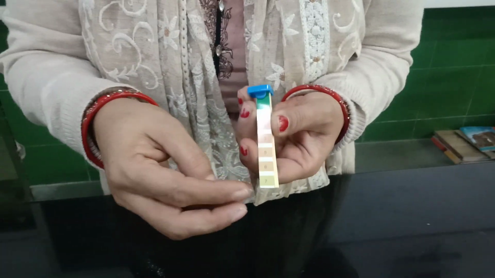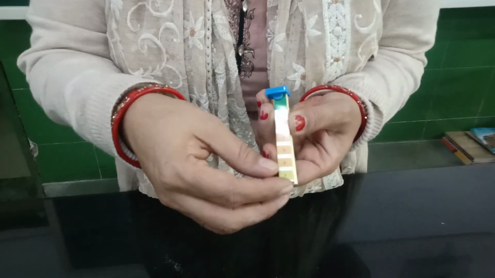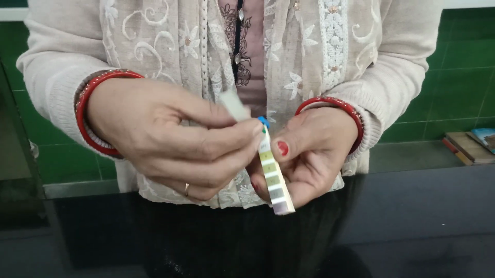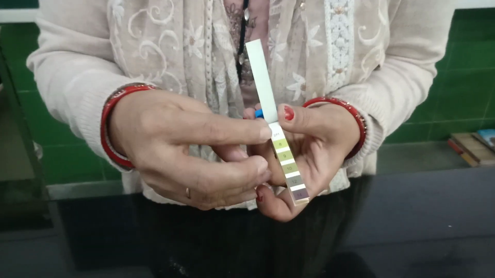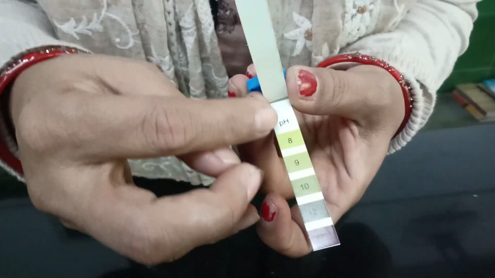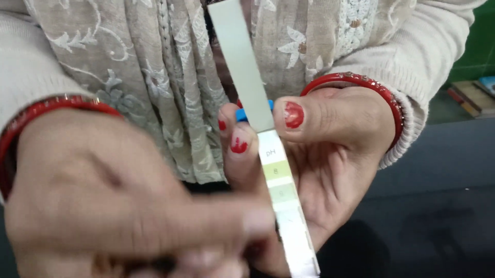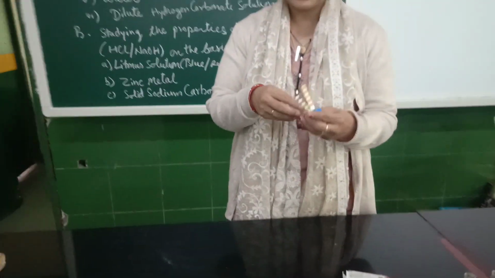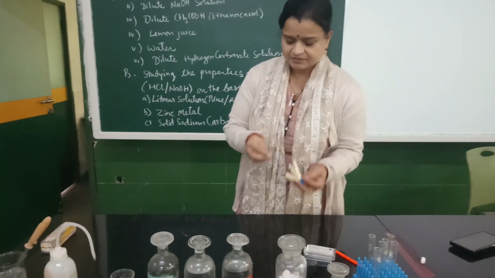You know, in this pH paper there are 7 numbers, and if the pH is less than 7, then it is acidic in nature, and on the other side you can find 8 to 14. If the sample solution is basic in nature, the pH will fall more than 7 to 14. Okay, let us test the different samples here.